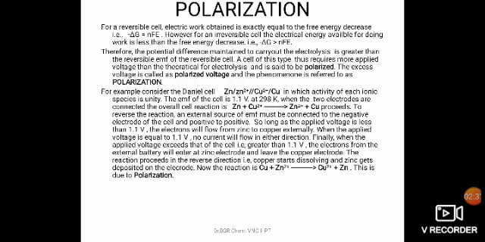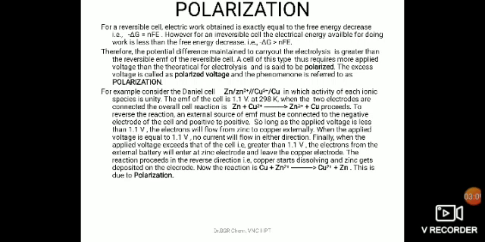Finally, when the applied voltage exceeds that of the cell, that is, it is greater than 1.1 volts, the electrons from the external battery will enter at the zinc electrode and leave at the copper electrode. The reaction proceeds in the reverse direction, that is, copper starts dissolving and zinc gets deposited on the electrode. Now the reaction is Cu plus Zn2+ giving Cu2+ plus Zn. This is due to polarization.